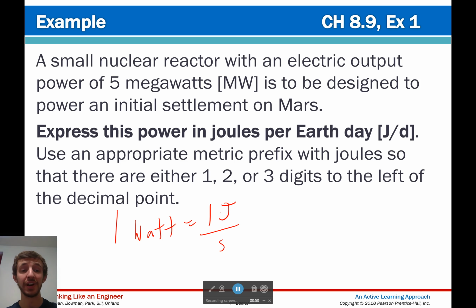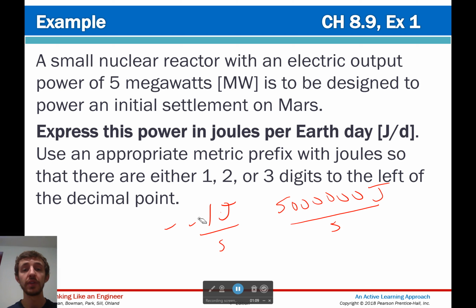We have 5 megawatts, so that would be 5 million joules per second. And it's asking how many joules we will have per Earth day. So we need to change this from 5 million joules per second to something joules per day. Okay, so quite a few conversions going on here. I want to take a couple of shortcuts. Remember, there's 3,600 seconds in an hour. We'll use that to help us out.